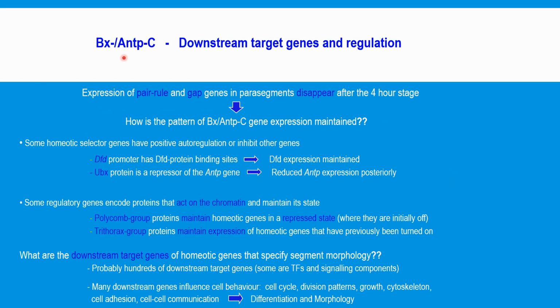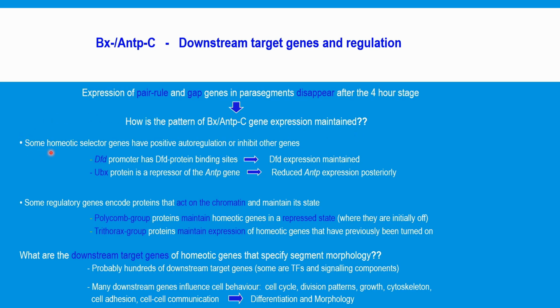So now just a few words to wrap this up on bithorax and antennapedia complex regulation, a little bit on target genes. So the expression of the pair rule and gap genes in the parasegment does disappear, right? They're turning on the Hox genes, homeotic genes, but their expression disappears. So how is the pattern maintained?